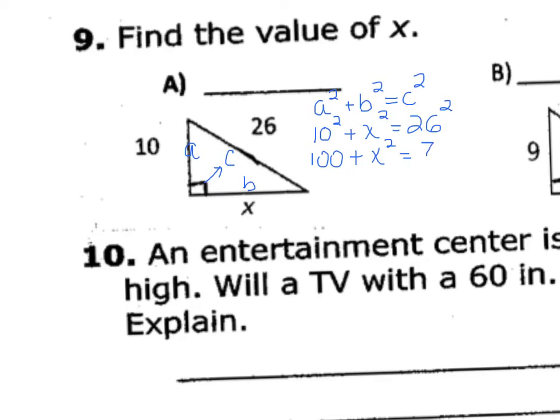What's 26 squared? Did you get that one right? So what did you get? 26 squared is 676. And then you subtract 100, and you get 576. That's a perfect square number, right? When you get the square root of that, that is what?